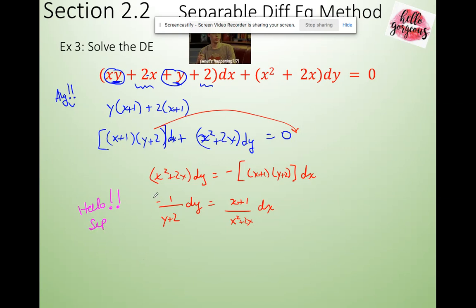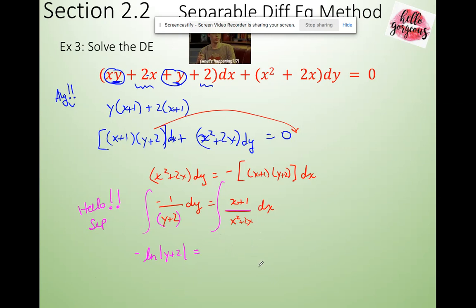Right? Because now I'm just going to anti-differentiate. This is just an ln situation, right? Because that's y plus 2 to the negative 1 with this negative out front. And then what about this? What are you going to have to do with this? Oh, crap. Is this, right, partial fractions? Oh, I would prefer not to do partial fractions.